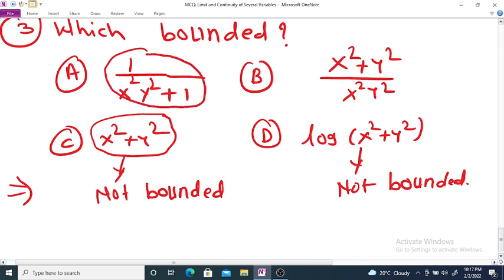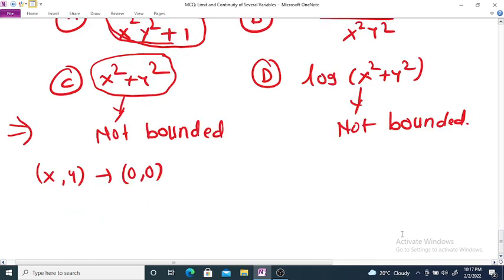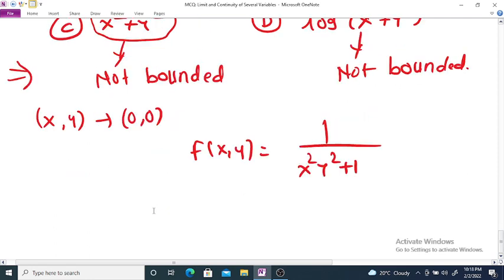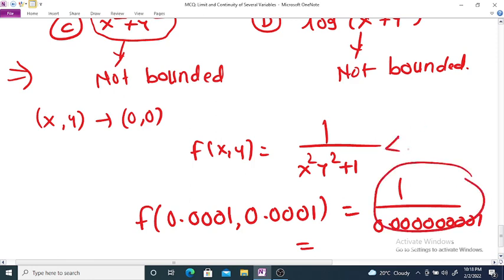Again you can observe here, as x y tends to 0 0, this function is increasing. This function is 1 divided by x square. That is, suppose here if you take f of x y equal to 1 divided by x square y square plus 1, and if you take the point, say f of 0.0001 and 0.0001, it is a very large value, and again it's a very large value. So again this function is not bounded.